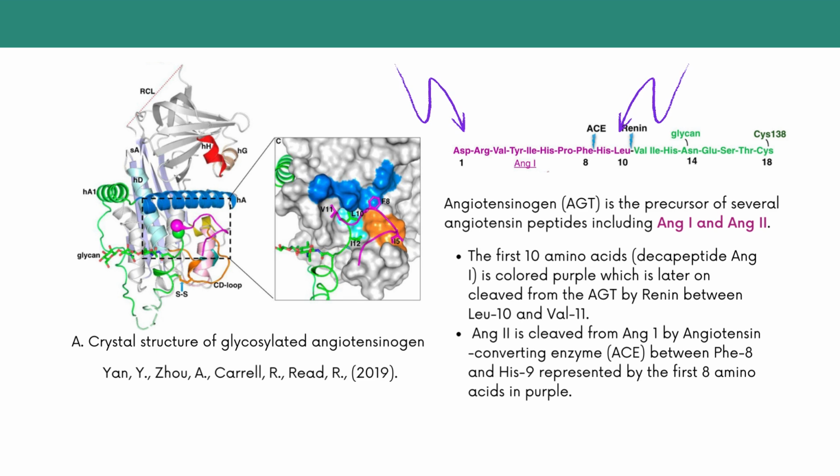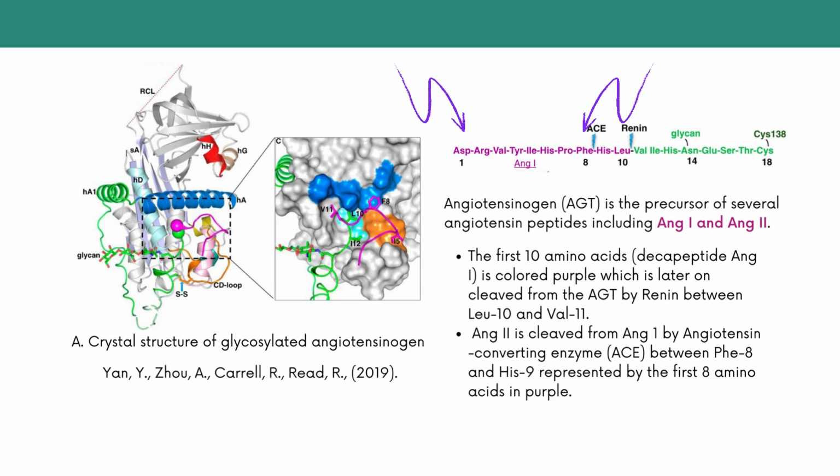Angiotensin 1, which is colored purple in the figure, is a decapeptide, forming the first 10 amino acids of the angiotensinogen protein from asparagine 1 to leucine 10. It is later cleaved by renin between leucine 10 and valine 11 to release it. Little is known about the remaining chunk of the angiotensinogen protein.